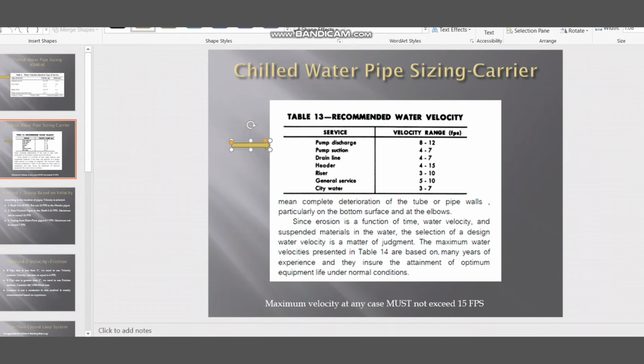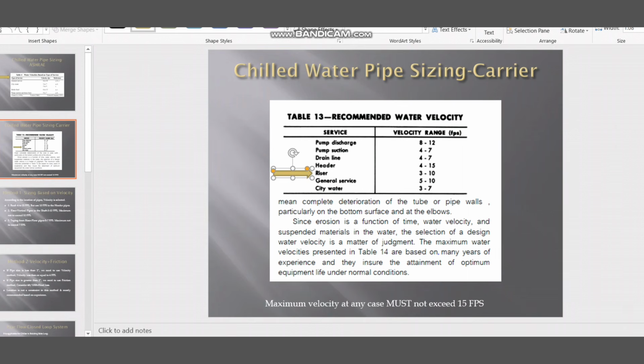If you see the Carrier handbook for chilled water pipe sizing, you can see the different velocity ranges. For example, pump discharge velocity should be 8 to 12 feet per second, pump suction line 4 to 7 feet per second, header line 4 to 15, riser line 3 to 10 feet per second, like that.